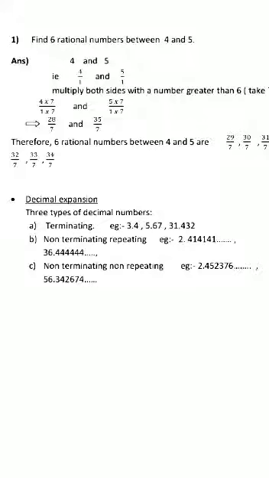Then decimal expansion. There are 3 types of decimals. One is terminating. Terminating means stopping, not continuing after that. For example 3.4 stops after 4, and 5.67, etc. Sometimes it is not stopping; that is called non-terminating. Non-terminating has 2 types: non-terminating repeating and non-terminating non-repeating. In both cases it is not stopping, it is continuing. You can see 2.414141 continuing, so it is repeating; 41 is repeating. Second example 36.444, where 4 is repeating.